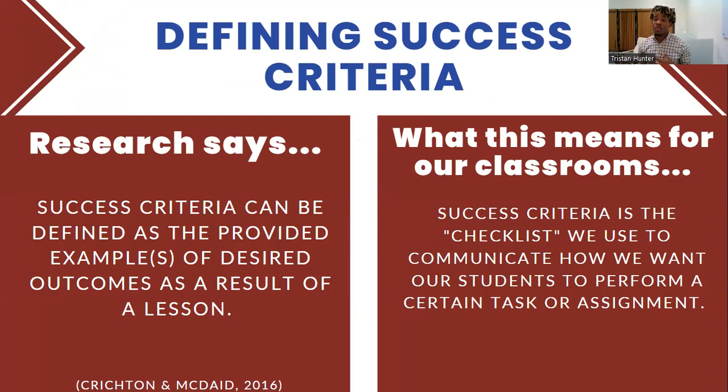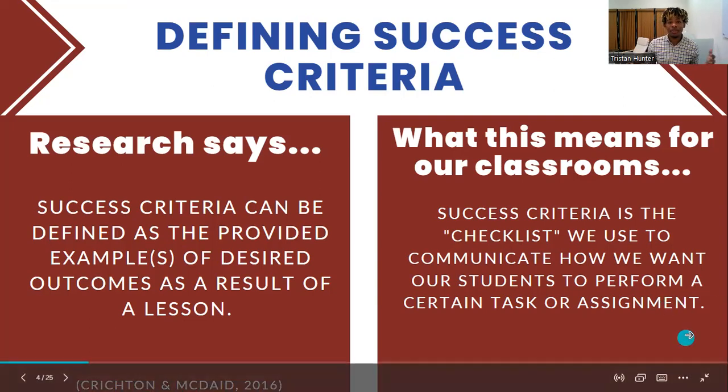But what does this actually mean when we translate this definition into our classroom? So for our classroom, success criteria can be used as kind of like a checklist to communicate with our students on how we should actually be performing a certain task, or how we should be achieving a certain goal. So when you think about success criteria, think about it as the steps or the checklist items that my students can do in order to be successful on a particular task or a particular assignment.